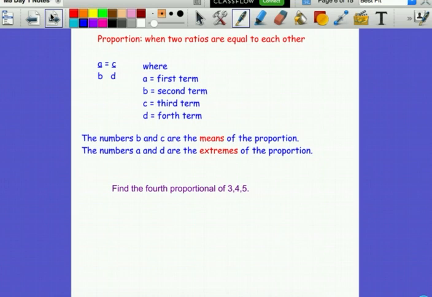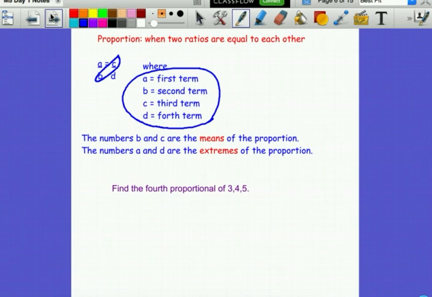Proportions are when two ratios are equal to each other, like I said before. However, we're going to refer to the four pieces as A, B, C, and D in this next example here, and we're going to refer to them in that order. So we've got the first, second, third, and fourth. The numbers in the middle are what we call the means of a proportion. The first and the fourth are what we refer to as the extremes of the proportion. That's going to come into play a little bit later in this unit, but I just wanted you to be aware of those terminologies for now.